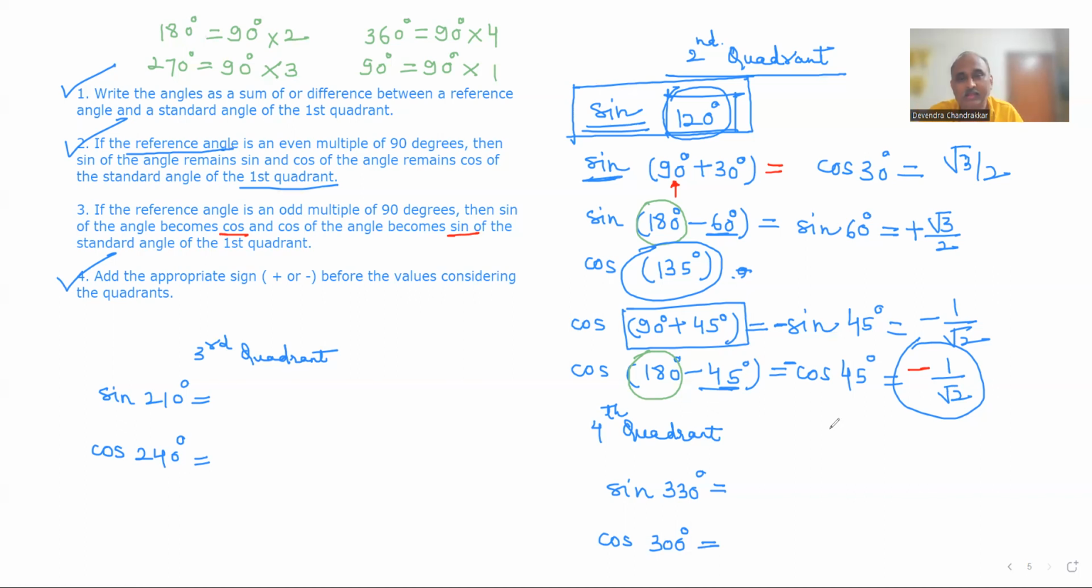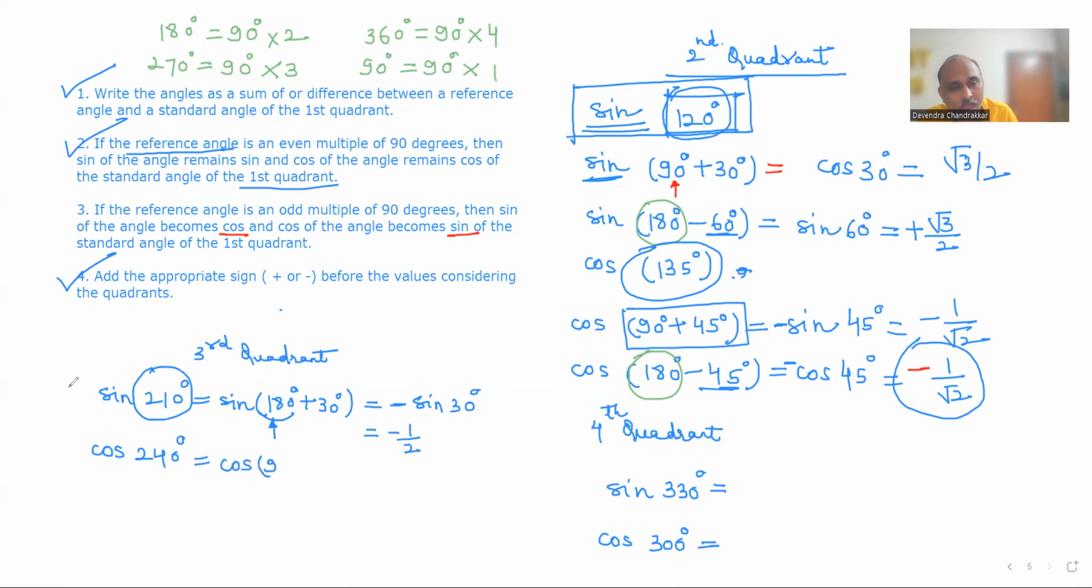Okay, I'll write the answers here. All of you, please pay attention. Sine 210 degrees. So this is sine of, I'm writing it as sine of 180 plus 30. Since this is an even multiple of 90, sine remains sine. The second rule I am following here, right? And this angle lies in the third quadrant, so this will be negative. So the value of this will be minus 1/2. All of you, please check if you got the right answer or not.